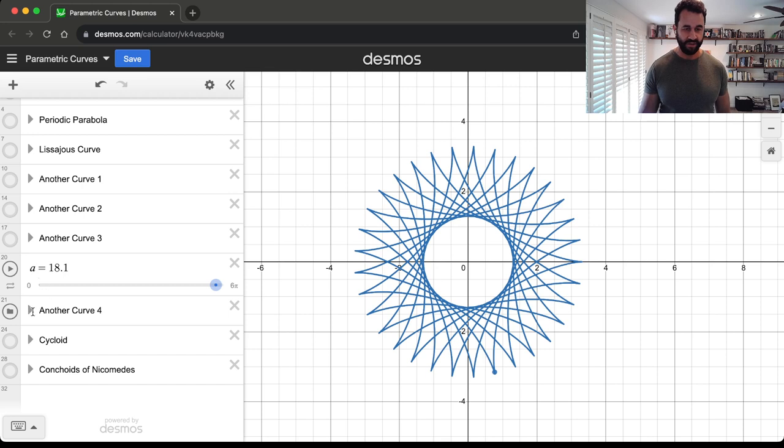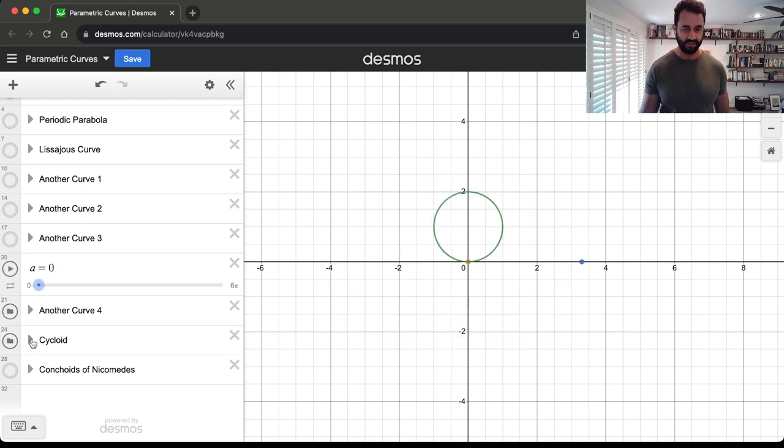Okay, now let's do the cycloid. The cycloid is actually an important curve. The cycloid is the curve that is traced out when you pick a point on the circle and then follow that point as the circle rolls.